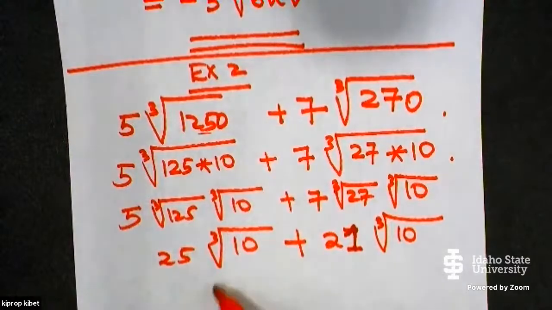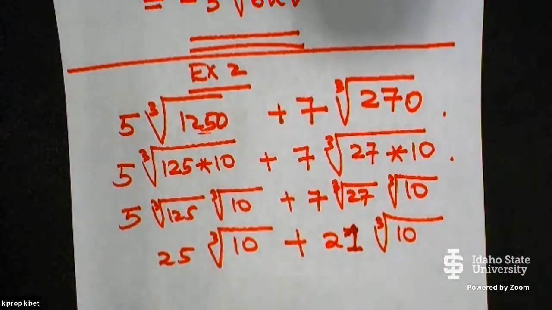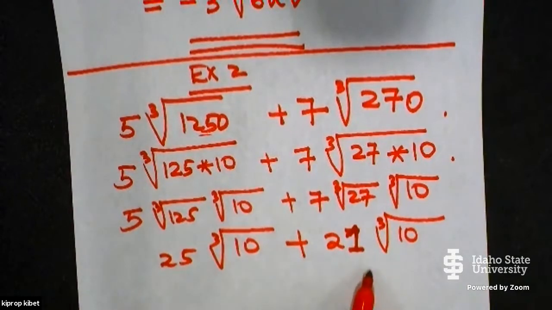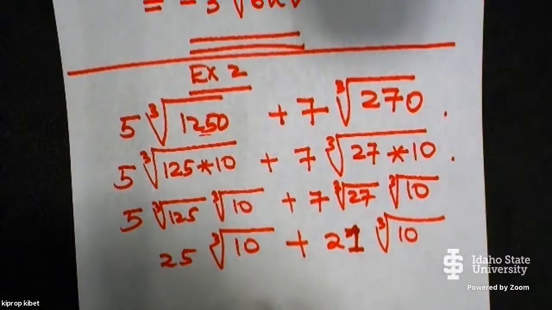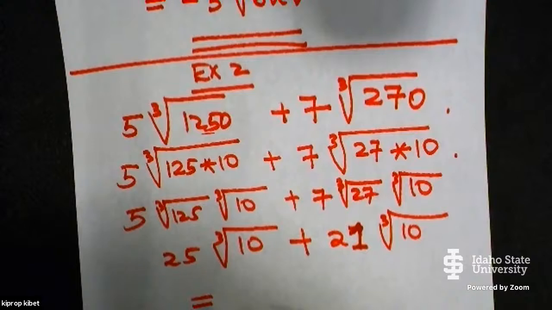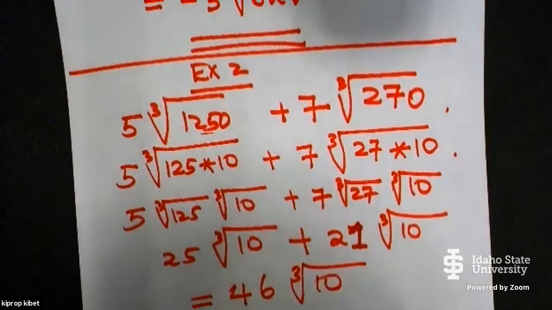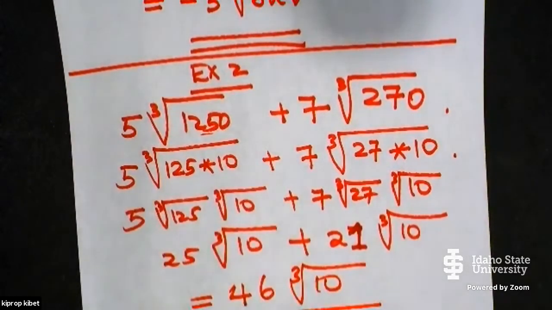Now, looking at this, we have like radicals here. So we add the coefficients. What are the coefficients? 25 plus 21. So what do you get? 46, the cube root of 10.